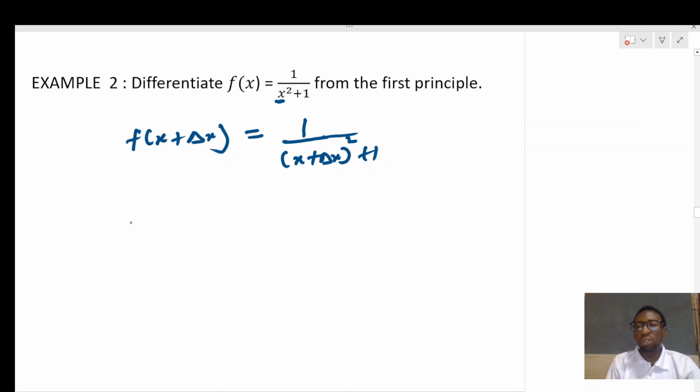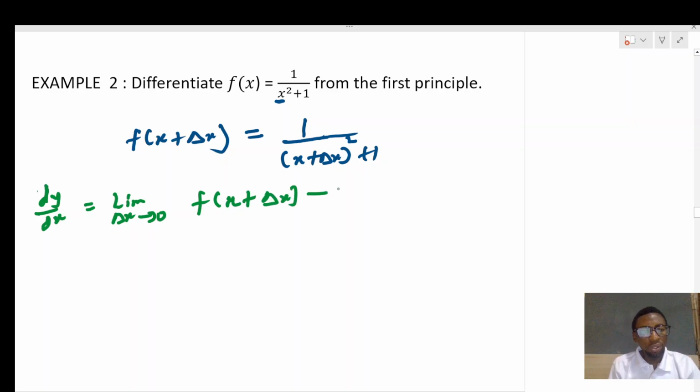So we recall the formula. What's the formula? We call that dy dx first principle. The formula is the limit as delta x tends to 0 of f of x plus delta x minus f of x, divided by delta x.